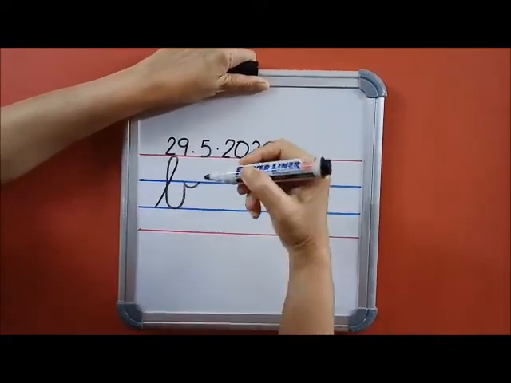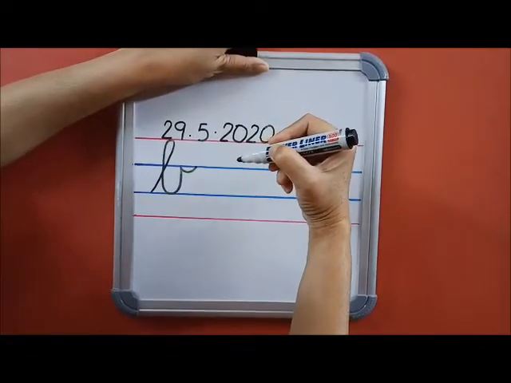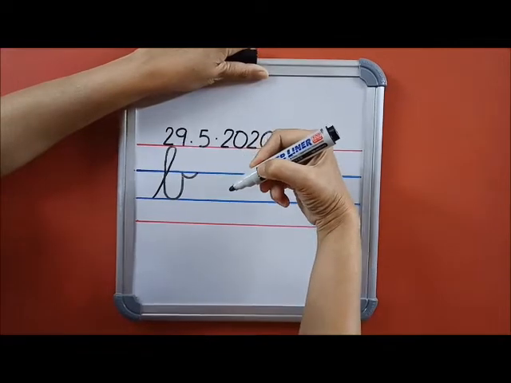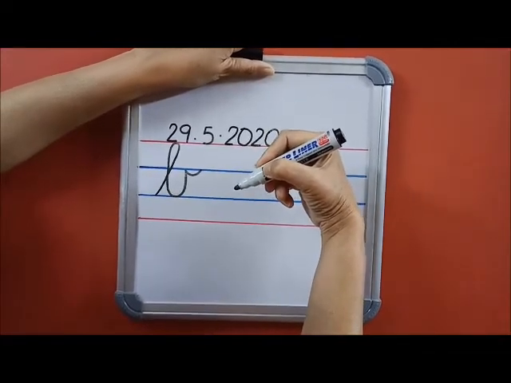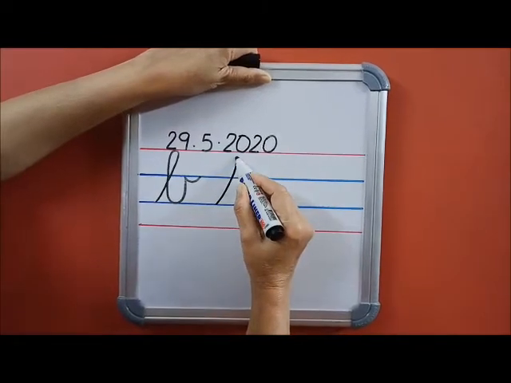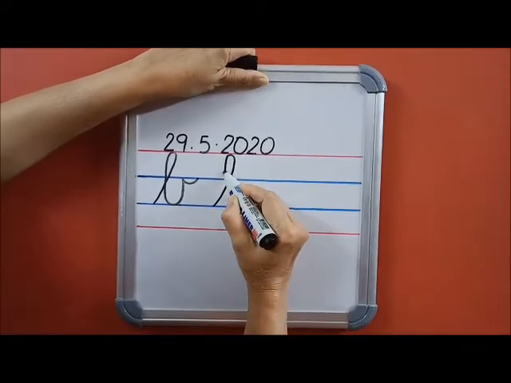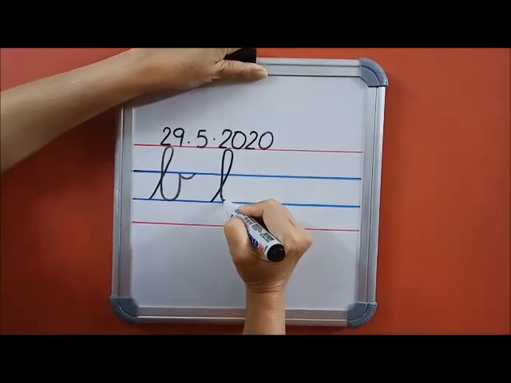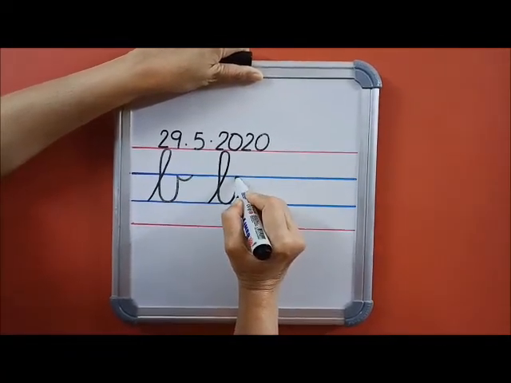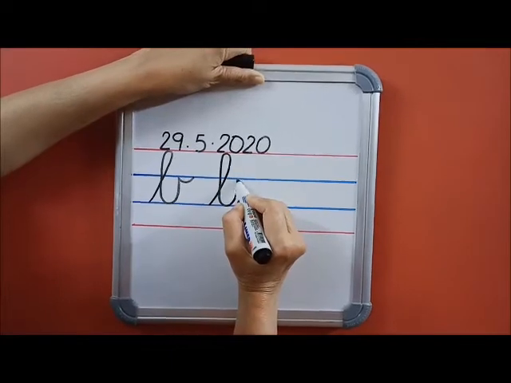Watch again, children, and look where Nanda ma'am is holding the pen. You must also hold your pencil like this so that you can see as you write. Up to the red line, loop back, come down straight, go up, touch the blue line.